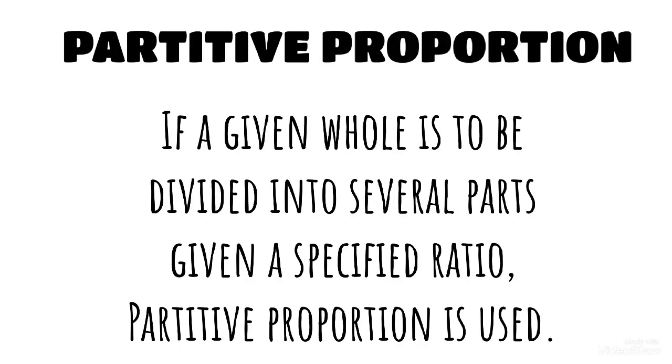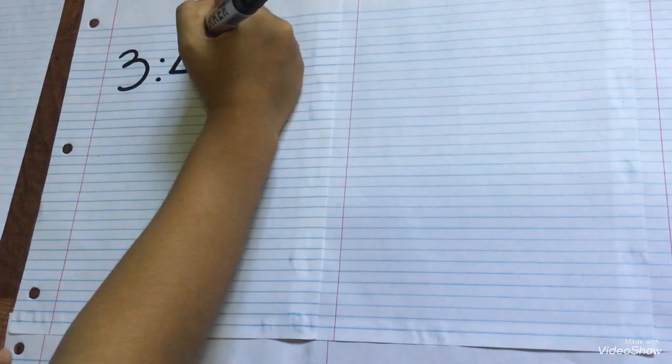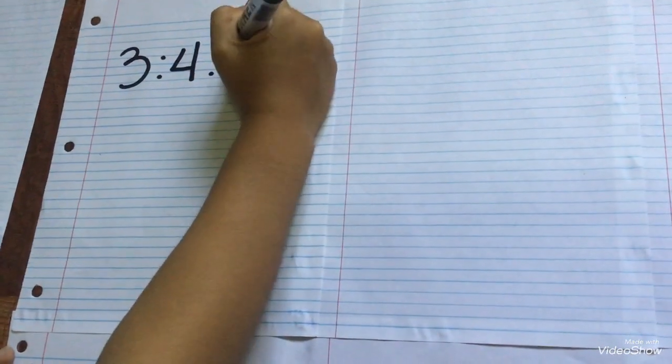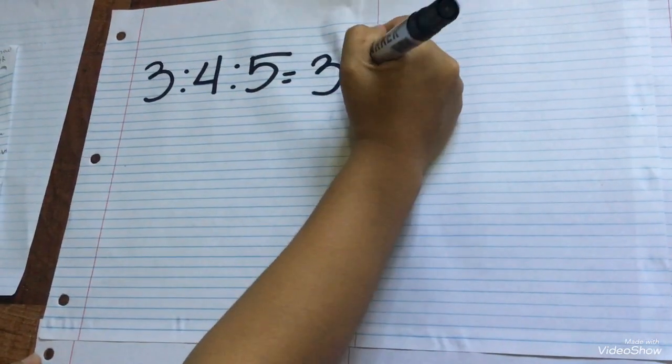Partitive proportion. If a given whole is to be divided into several parts, given a specified ratio, partitive proportion is used. Here's an example. Rose, Joy, and Kate shared 360 stamps in the ratio of 3:4:5. How many stamps did Rose get? We have the given 3:4:5 is equal to 360.